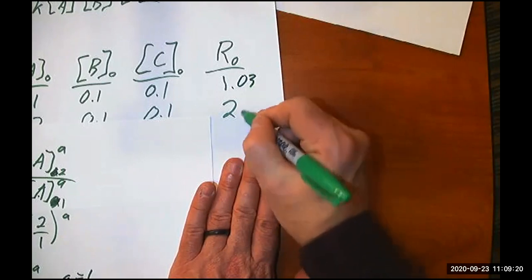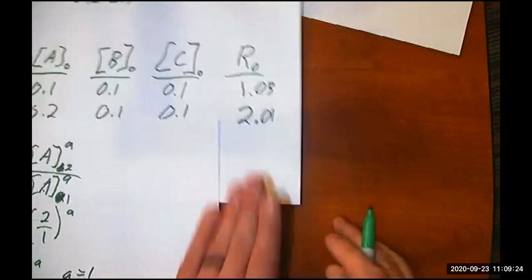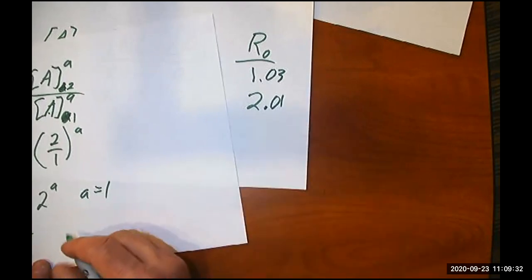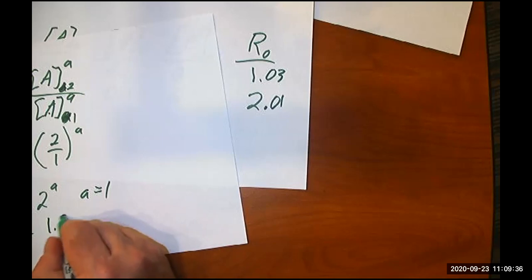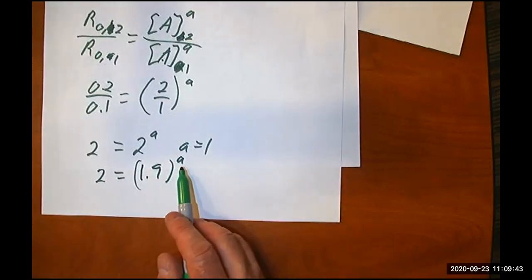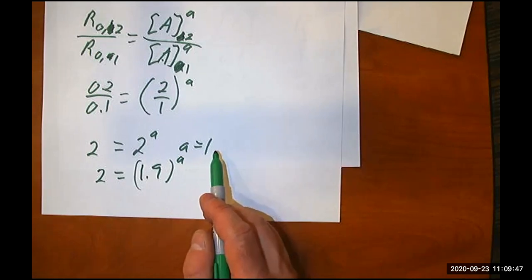Except if you're dealing with real experiments, it's not going to be that neat and clean. You're going to have some level of measurement error. So maybe this ends up being 1.03 and this becomes 2.01, and when you do that, you get 2 equals 1.9-something to the a. So determining what a is, it's not going to come out to be exactly 1. So the question then is, how do you round it? How close to an integer do you need to be?